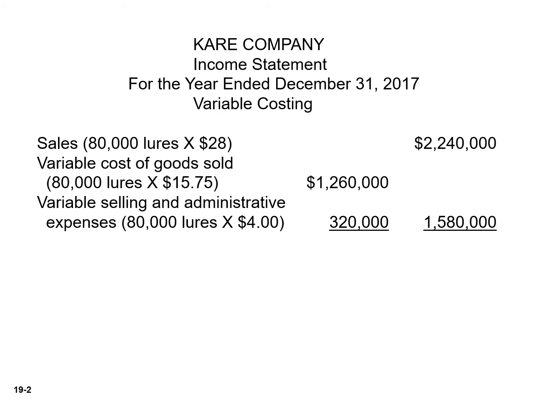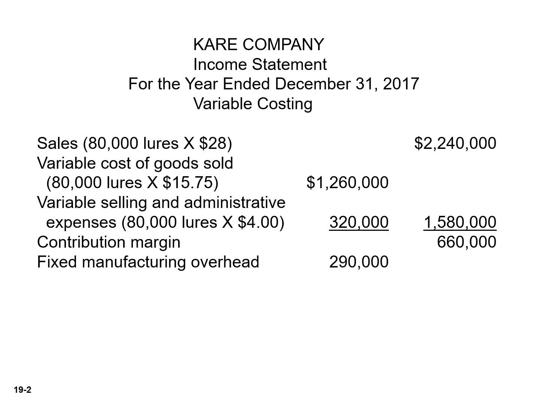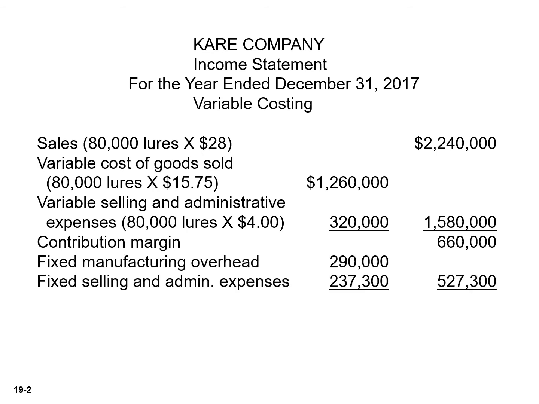Our total variable cost is $1,580,000. Our contribution margin is the difference between our sales and our variable cost, or $660,000. From there, we're going to incorporate our fixed manufacturing overhead as well as our selling and administrative expenses. Again, our net income under the variable costing method is $132,700.